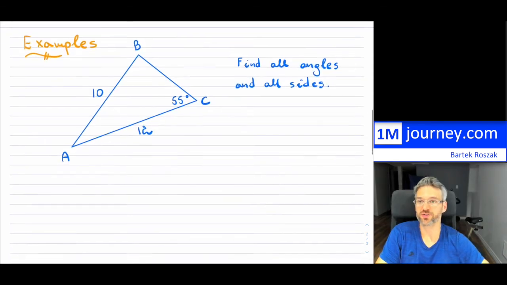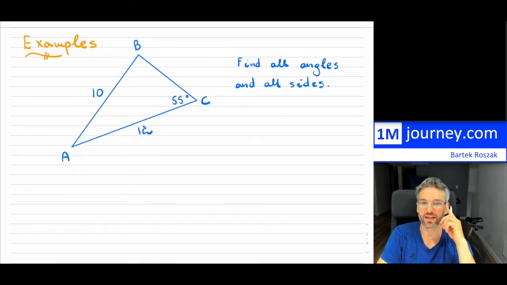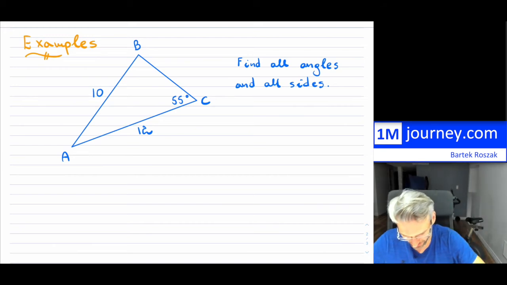All right, so here's the example. Let's find all the angles and all the sides. Now, let's keep in mind that we're restricting ourselves, at least for the moment, to acute triangles that we have. In this triangle, we have the A, B, and C, and I'm going to just label everything for us here.